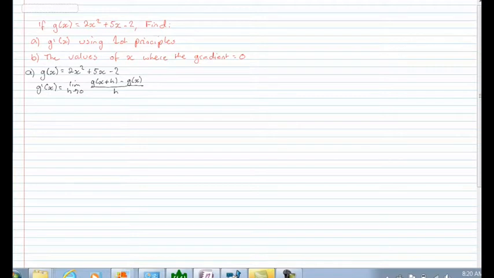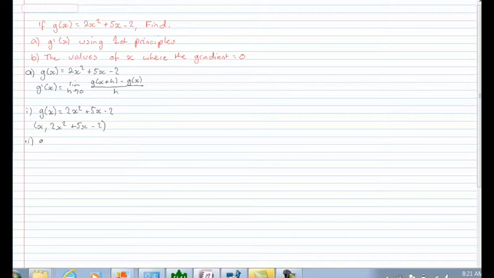So substitute x into g of x. So you get g of x is going to equal 2, instead of writing x we write x, so it's the same thing. So you get 2x squared plus 5x minus 2. Right, that's our first part of it. So that ends up having the coordinates x and 2x squared plus 5x minus 2. Alright, the second part of it here.